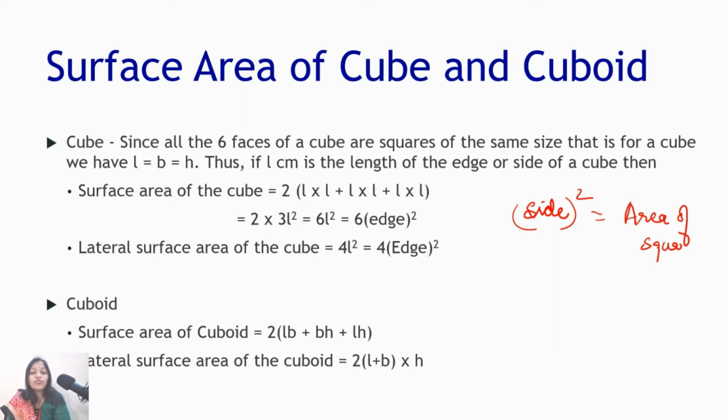So what is the surface area of cube? 6L square, if L is the length of one side of a cube. That is, length, breadth and height, all three are equal to L.